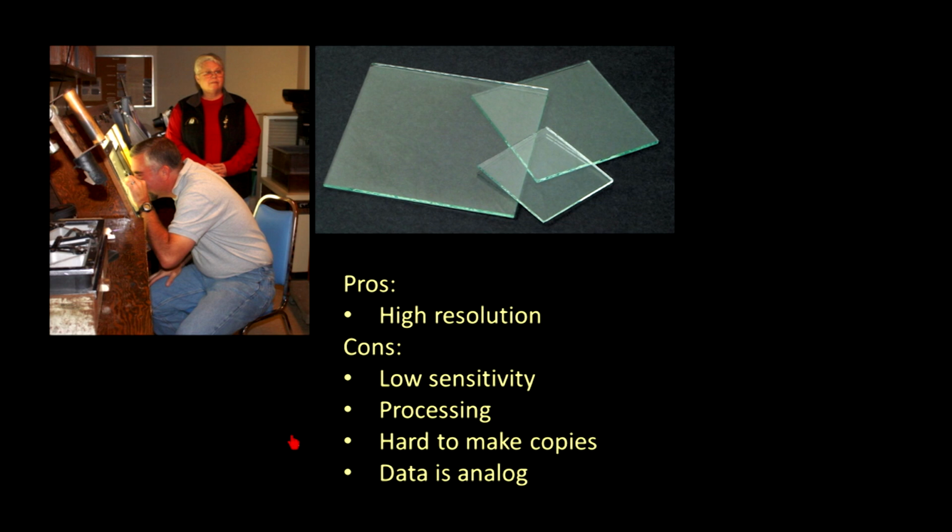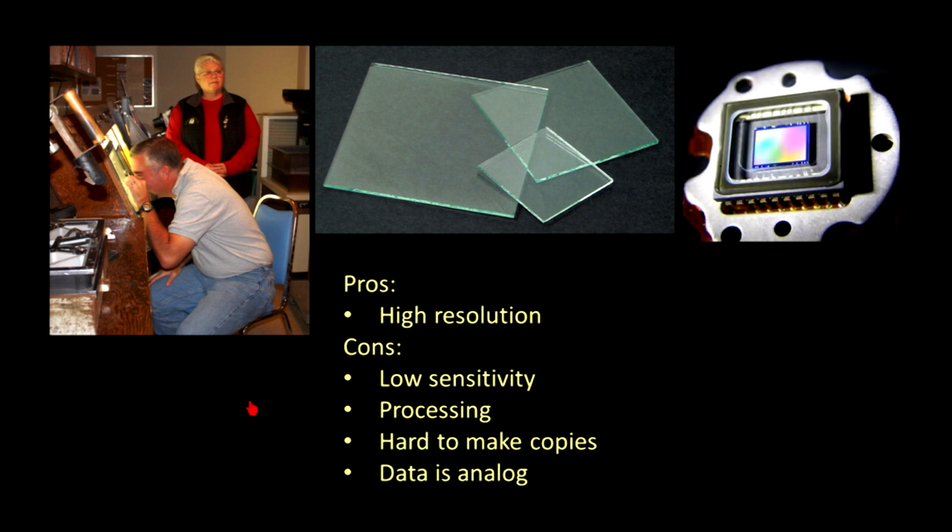The final problem is the data is what we call analog. What that means is you get a picture of what you are seeing, but if you want to examine that picture with all of the powers of what computers can do these days, you have to scan the image to make a digital version of the picture so that the computer can now process it. So photographic plates are really not the type of plates that we want to use these days.